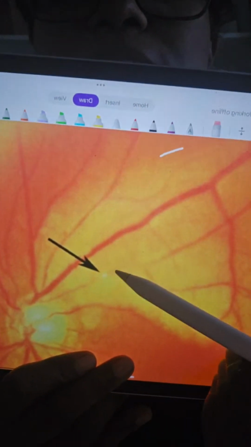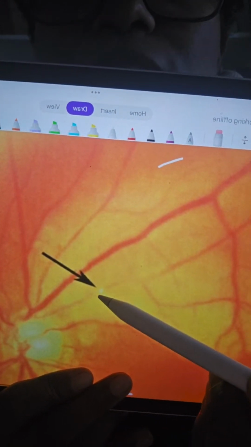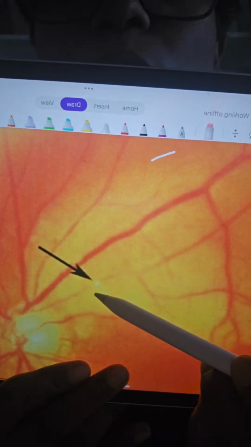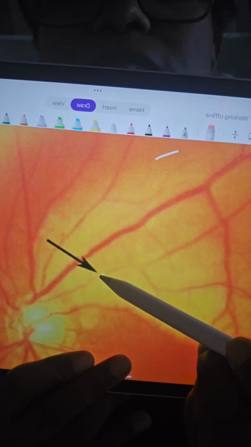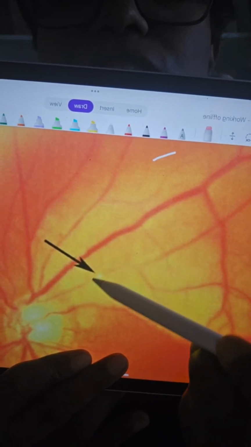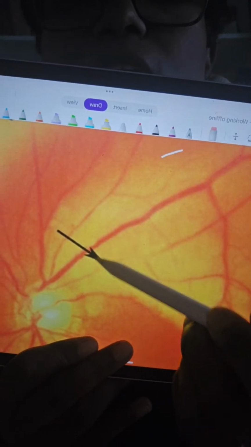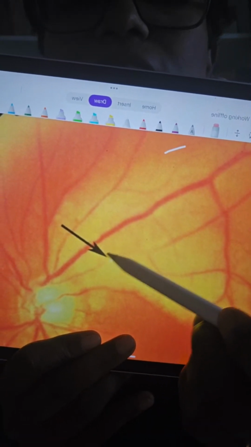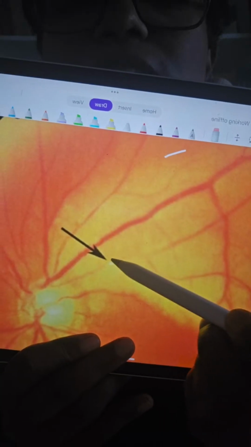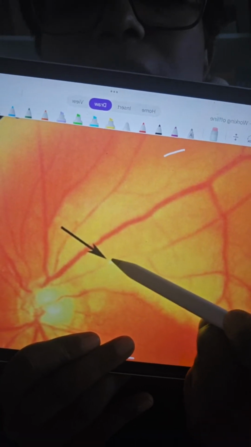Okay, now what is this arrow pointing to? So it is pointing to a Hollenhorst plaque, which is stuck at one of the branchings, or here it is not an AV junction, I'm sorry, it's an artery branching.